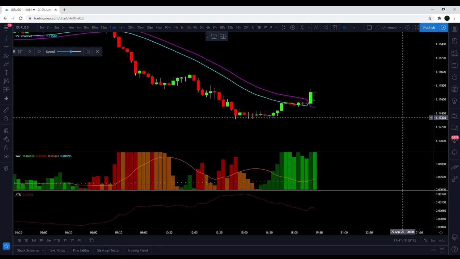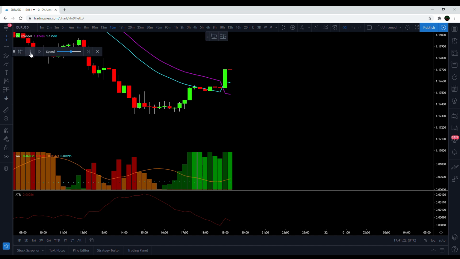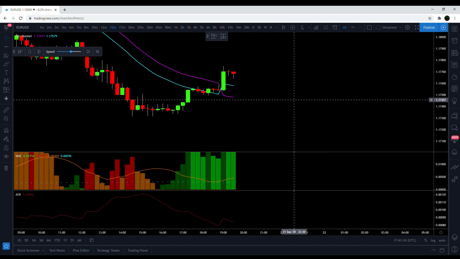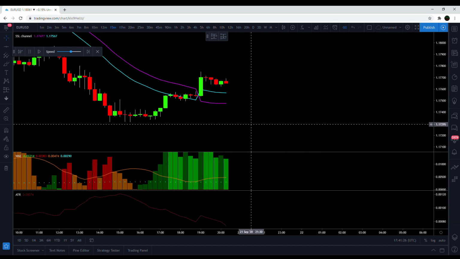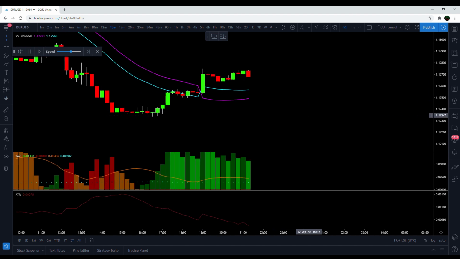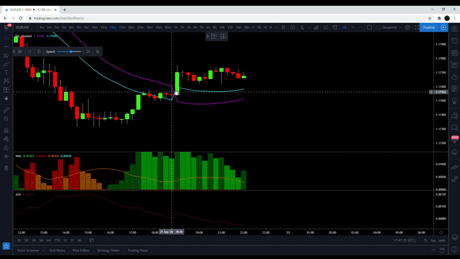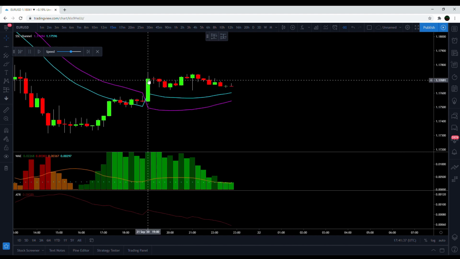So let's do a few more. But hopefully you're seeing how this strategy works and the point of it. And no, you don't buy on an exit. You just wait till another cross. So this is not an entry. This is just an exit.